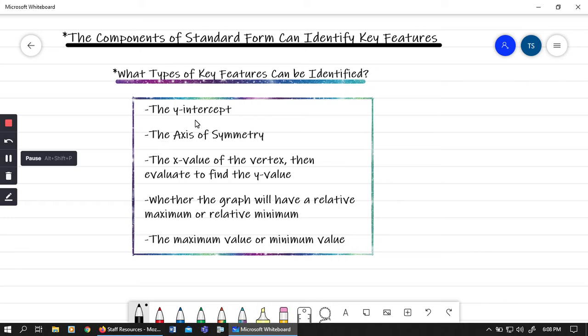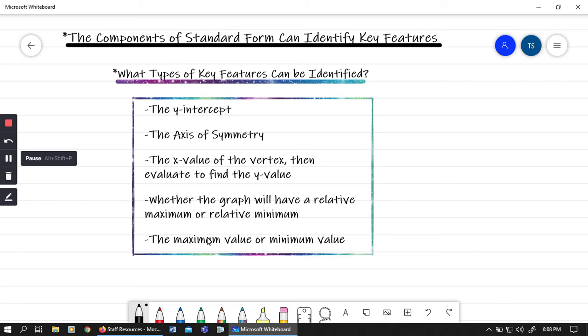All right. So, you can identify the y-intercept. You can identify the axis of symmetry. And for those who don't know what that is, we'll explain what that is in just a moment. You can identify the x value of the vertex. If you don't know what a vertex is, we'll explain that in just a moment, what it looks like and everything. You can identify and determine whether the graph will have a relative maximum or a relative minimum. Like I said, if you don't know what those are, relative minimum, relative maximum, we'll explain that to you. And you can also determine exactly what the maximum value or minimum value is.